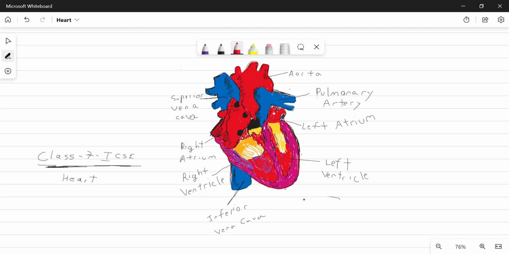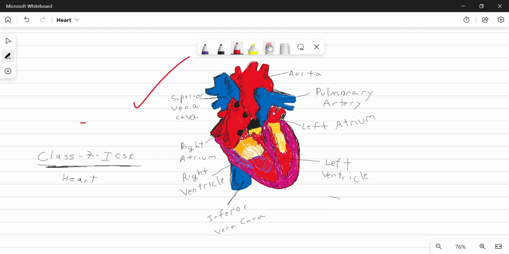So, heart, it is the most essential organ in our human body. We will not be able to live without this necessary organ. Heart is responsible for speeding up the flow of blood and respiration and a lot more things.